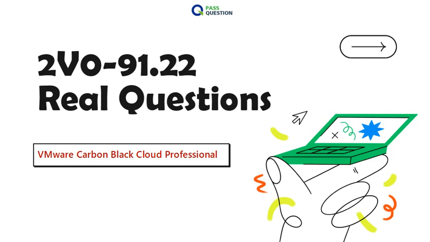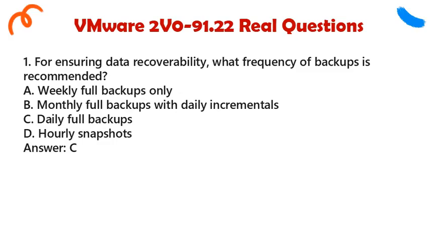2V0-91.22 real questions to prepare for VMware Carbon Black Cloud Professional Exam. 1. For ensuring data recoverability, what frequency of backups is recommended? A. Weekly full backups only. B. Monthly full backups with daily incrementals. C. Daily full backups. D. Hourly snapshots. Answer: C.